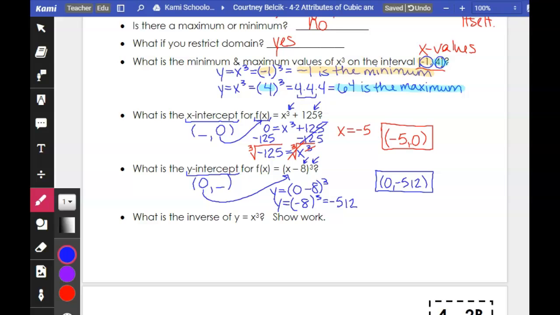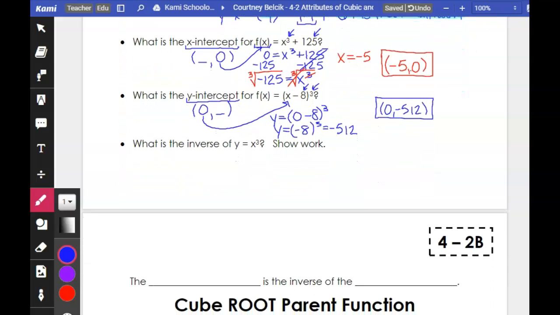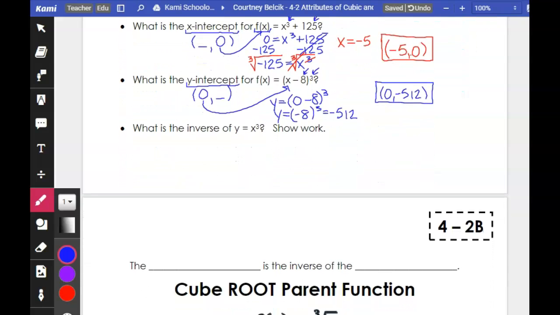Now finally in this page of our notes, before we move on to the cube root parent function, it asks a basic question that you are going to be expected to know how to do. It asks what the inverse is of y equals x cubed. And we already know that the inverse is y equals the cube root of x, but we need to show our work. And so in order to do that, let's go back to 2 problems before where we were asked to find the x-intercept, and we undid a cube by cube rooting.